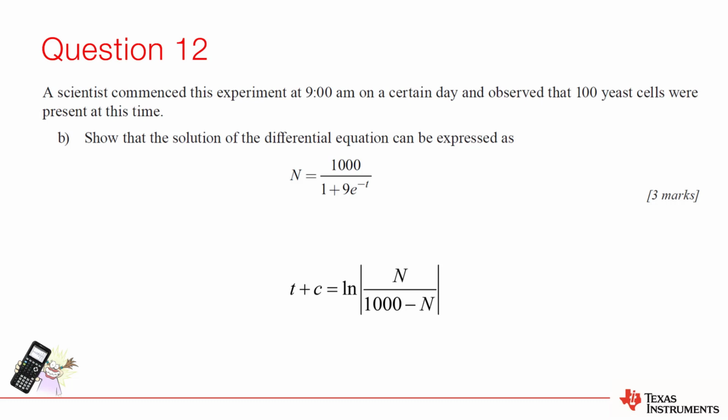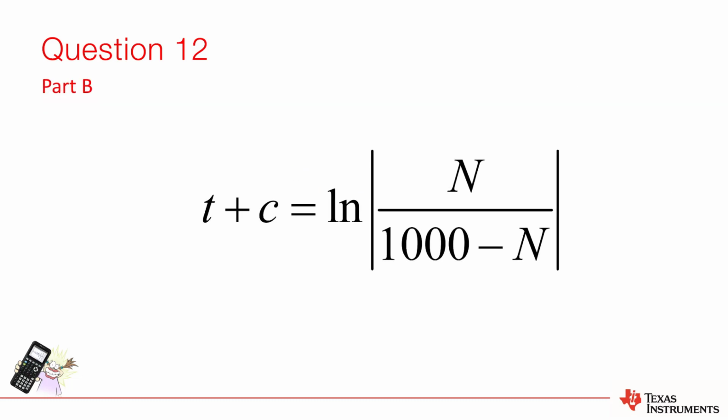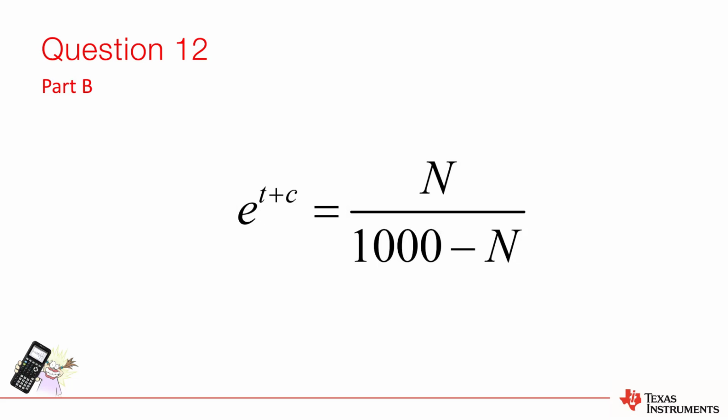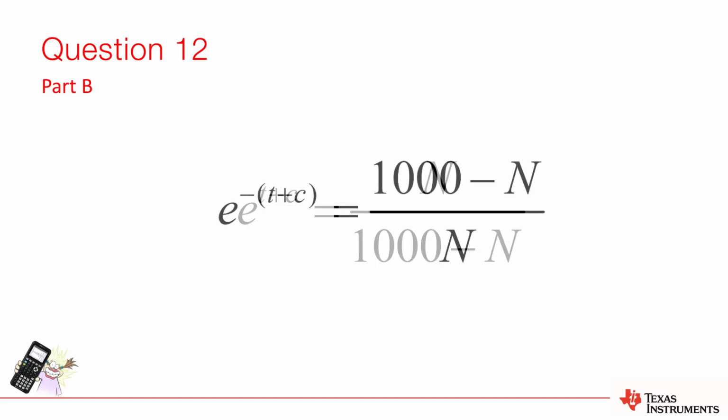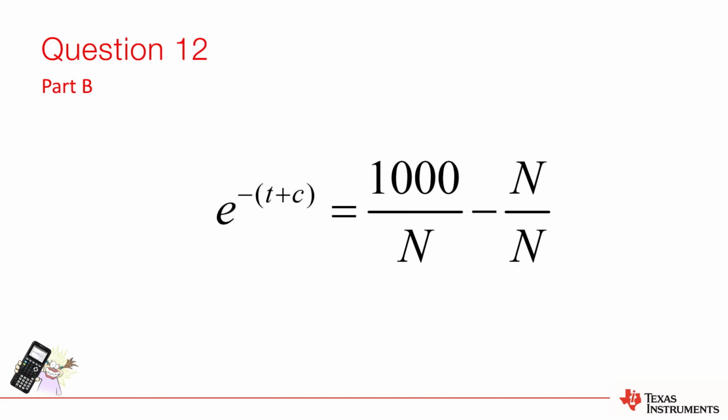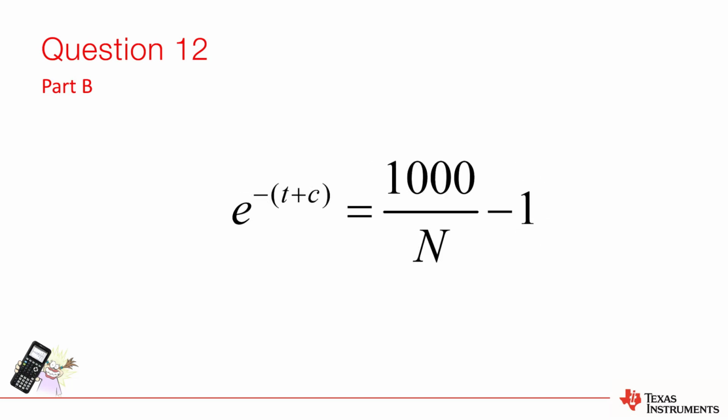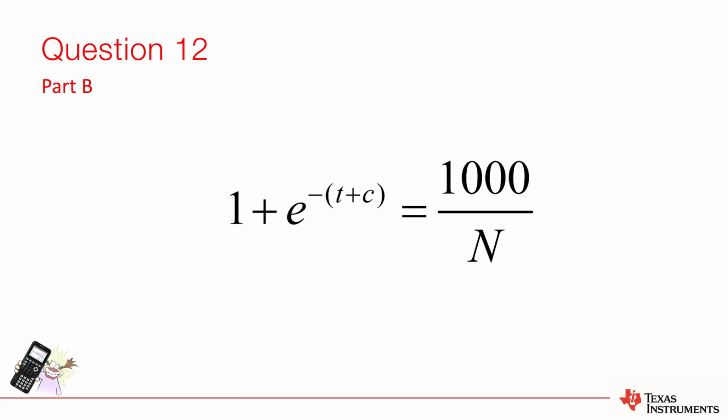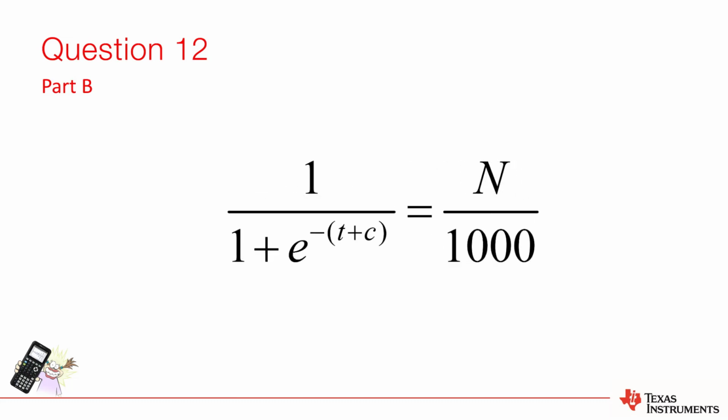So, the first step, rearrange the equation to express n in terms of t. Transposing, we rewrite the equation with exponentials rather than logarithms. We have two occurrences of n, so flipping both sides will allow us to cancel down the n's. Add 1 to both sides, flip to get n back in the numerator, and multiply both sides by 1000.